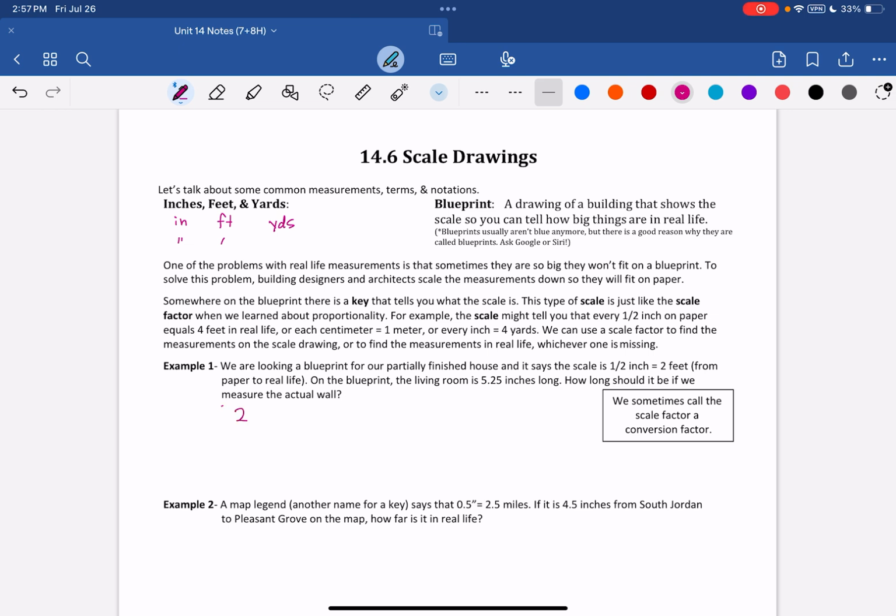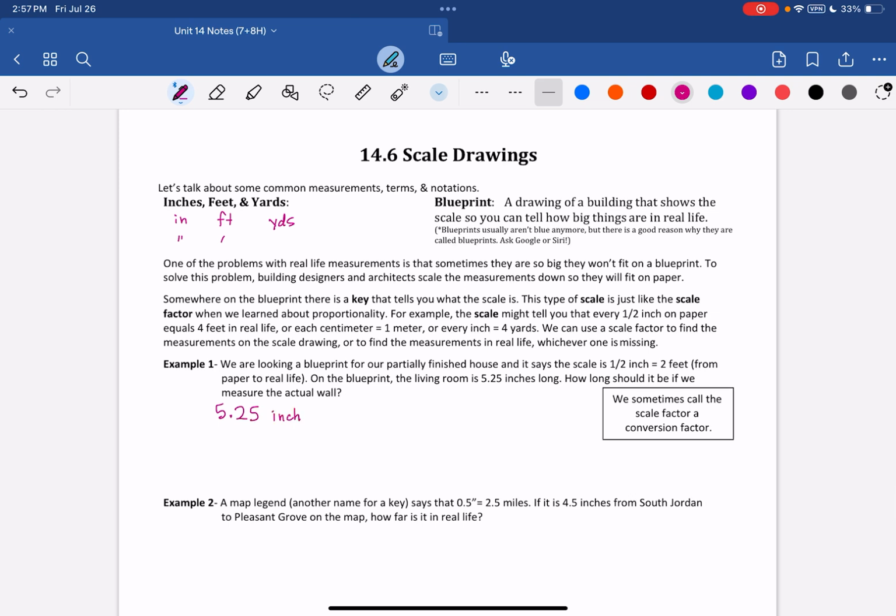Okay, so we have 5.25 inches, and we have a proportion that says we want to turn this into feet. 2 feet for every half inch gets us there. So we want inches to cancel out. When we multiply straight across and then divide, we get 21 feet. Sometimes the scale factor is called the conversion factor.